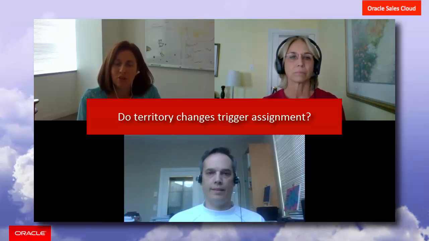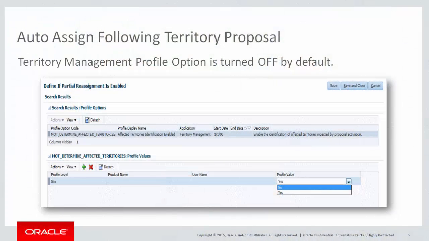Okay, what if I start making changes to my territory? The territory structure changes, or I am expanding the coverage of a particular territory or reducing the coverage of a territory. There is what internally we tend to refer to as auto assignment following territory proposal activation. When we make those changes to a territory, in the classic UI, that's all done within a proposal. And when that's activated, there is a process that can run behind the scenes that calculates all the territories that are affected.